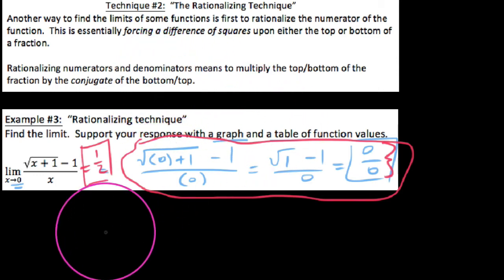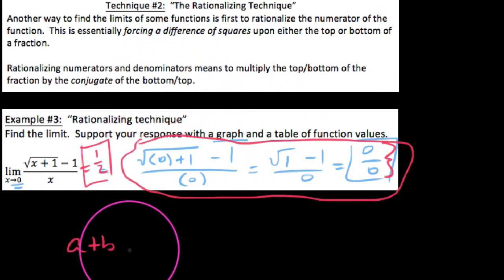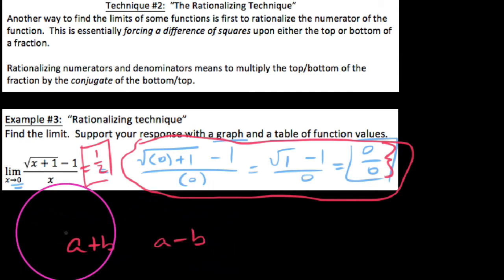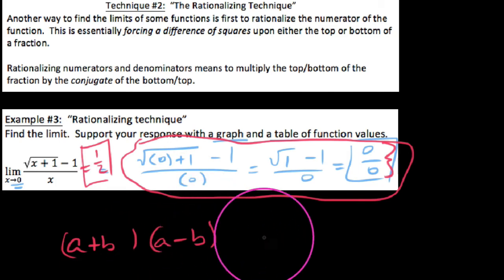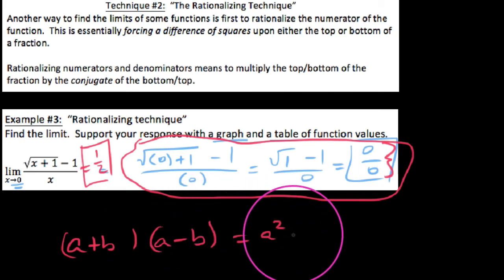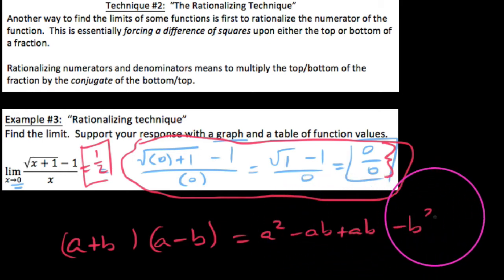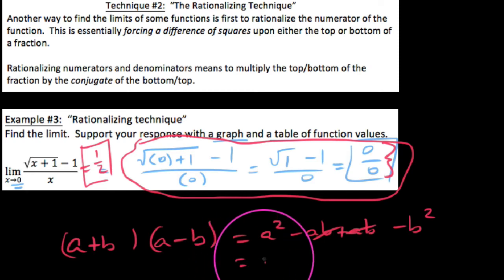Okay, and when we refer to conjugates, recall that if we have some binomial expression like a plus b, or in this case, square root of x plus 1 minus 1, its conjugate would be this value here, a minus b, this other binomial. And the nice thing about multiplying by conjugate pairs is if we were to do the entire expansion here, we'd get a squared minus ab plus ab, and this would be minus b squared, where our middle terms would cancel out, but we would get this expression that has to be a difference of two squares.